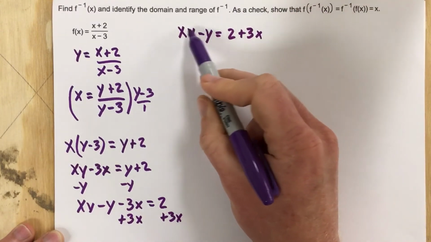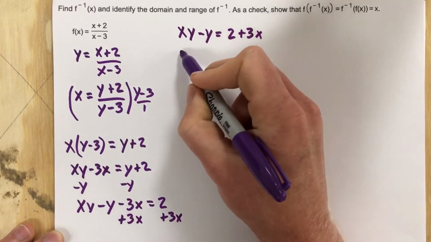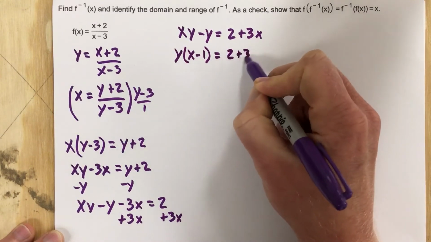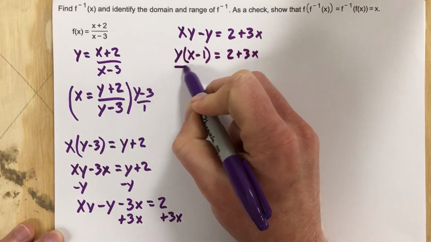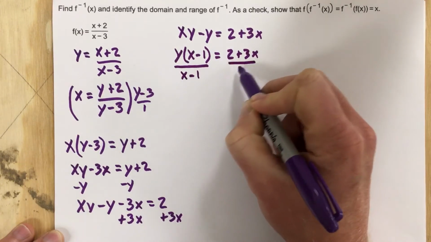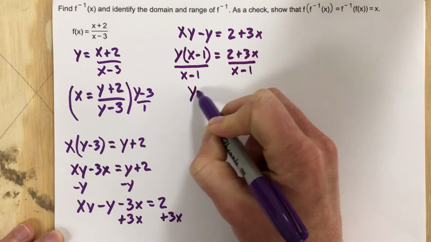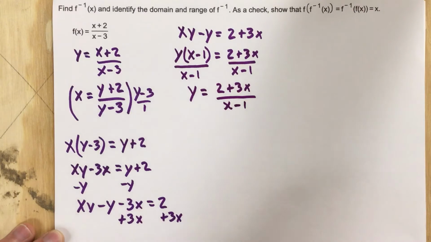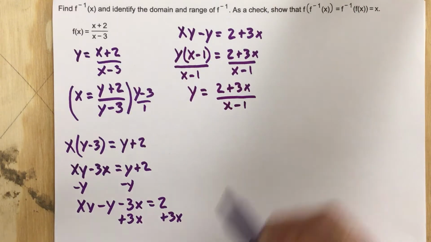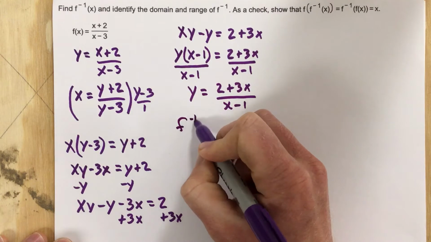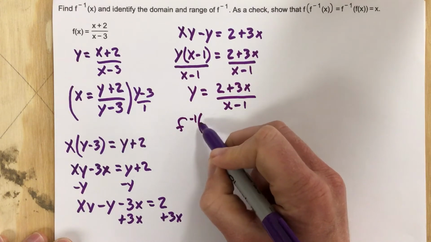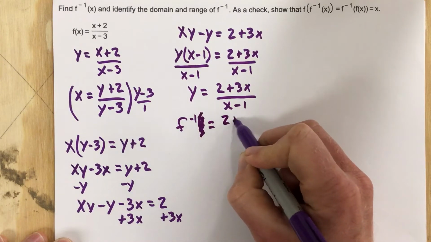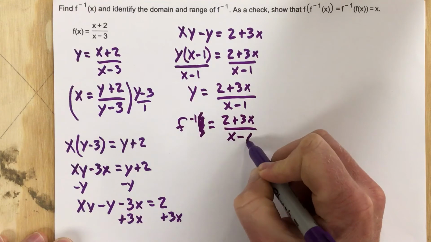Now I've got y in both terms here. I can factor out a y, and I get y times x minus 1 equals 2 plus 3x. So I'm going to divide by x minus 1 on each side. I end up with y equals 2 plus 3x over x minus 1. This is the inverse, so I'm going to write f inverse equals, I should have put an equal sign here, f inverse of x equals 2 plus 3x over x minus 1.